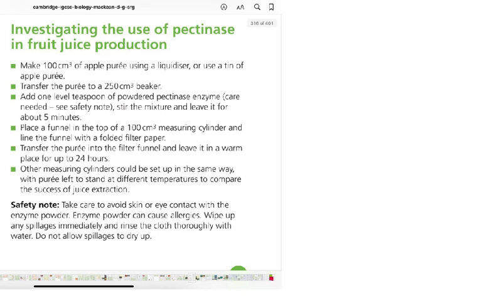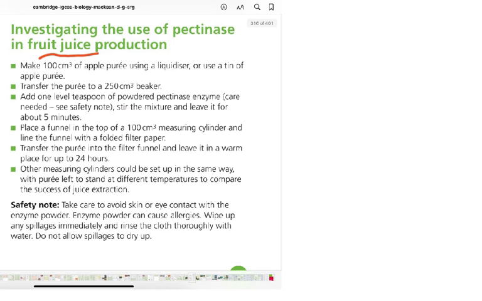Pectinase is an enzyme which actually dissolves the solid particles in the fruit. So when you crush the fruit or you're extracting the fruit juice, if you add this pectinase, then more of the juice is extracted. So it says investigating the use of pectinase in fruit juice production.